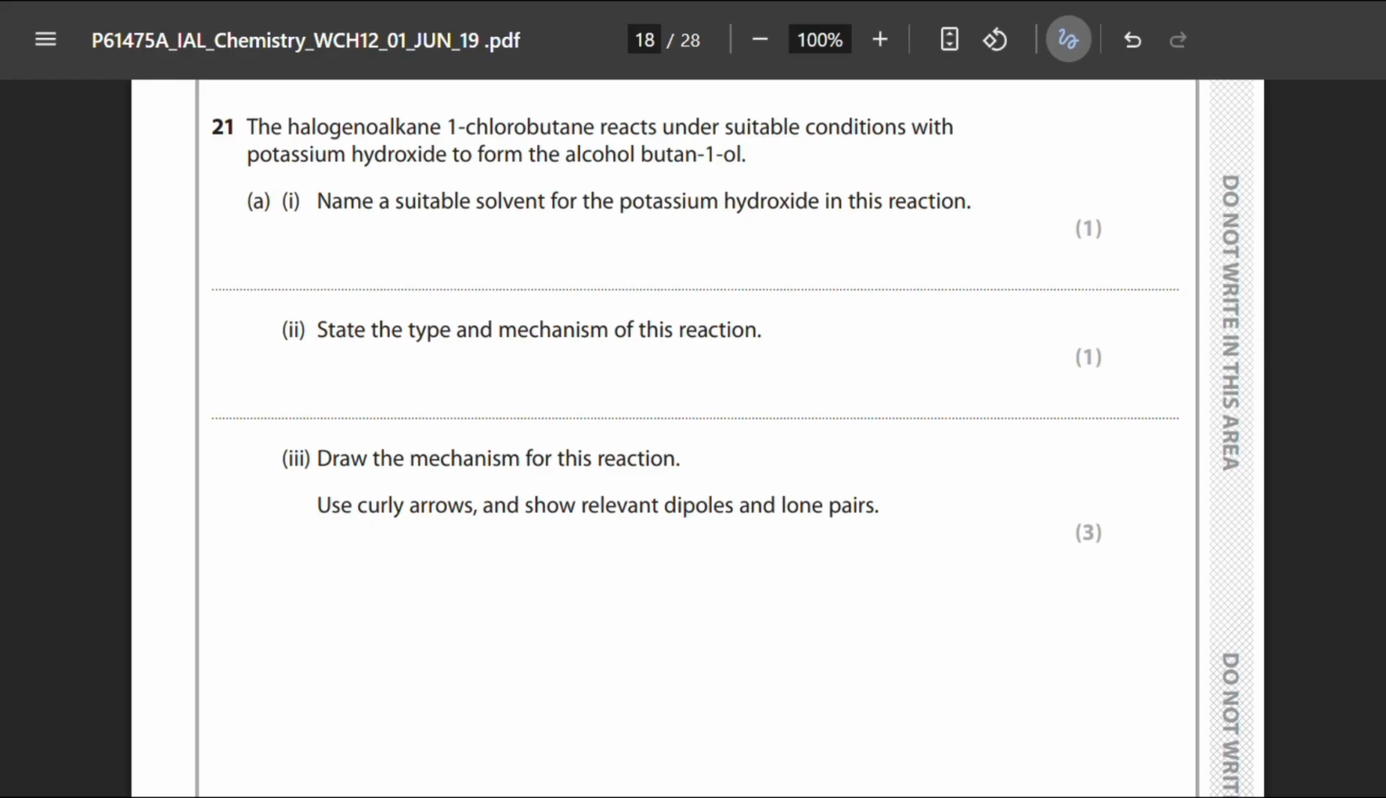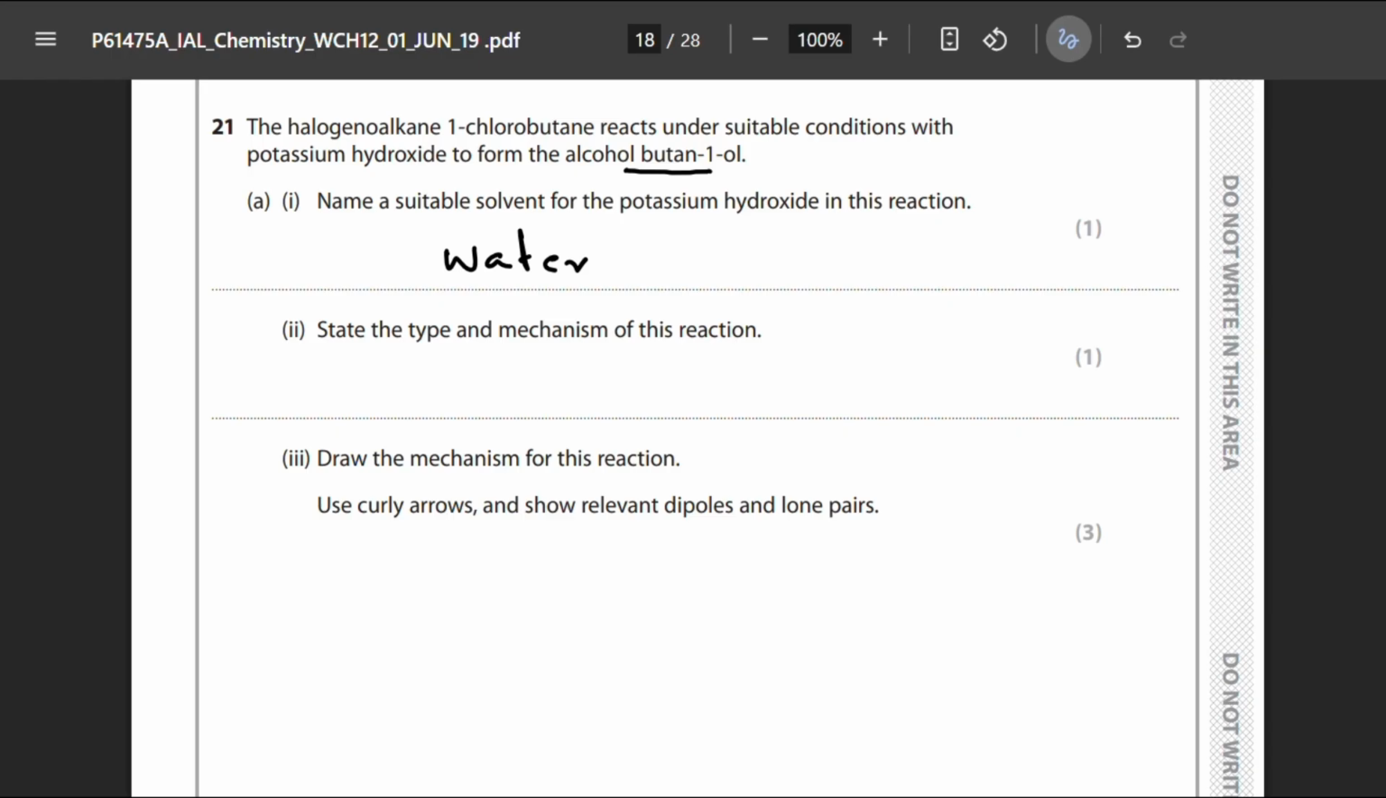Now, next question number 21. The halogenoalkane 1-chlorobutane reacts under suitable conditions with potassium hydroxide to form the alcohol butanol. Name a suitable solvent for the potassium hydroxide in this reaction. The same reaction can happen in two conditions. So, in this reaction, as it is forming an alcohol, the solvent used will be water.